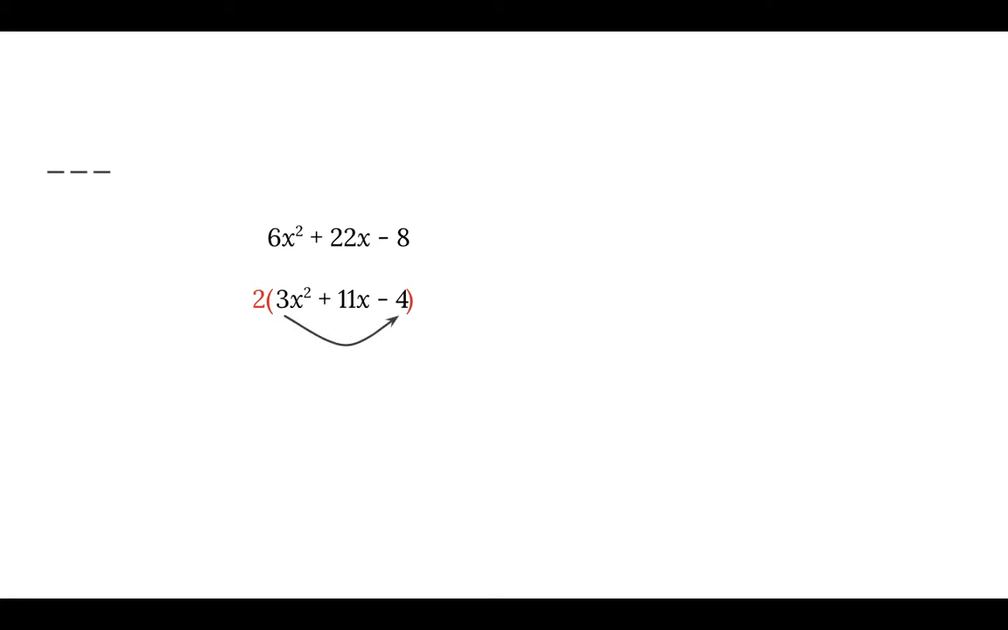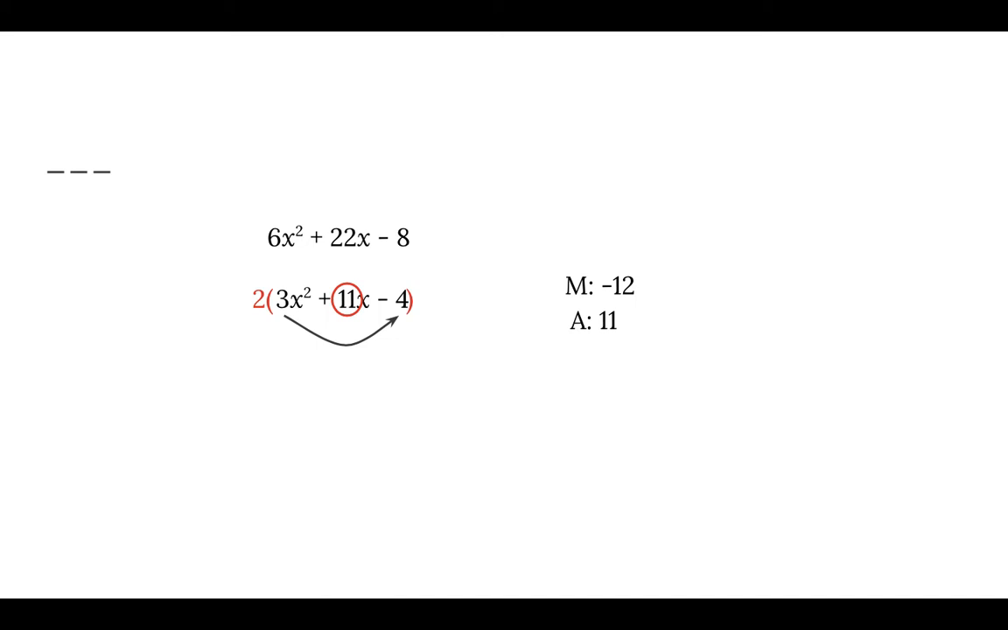So my A in this particular problem is a 3. The C is going to be the negative 4. So 3 times negative 4 is negative 12. I'm looking for two factors of negative 12 that are going to add up to give me positive 11.